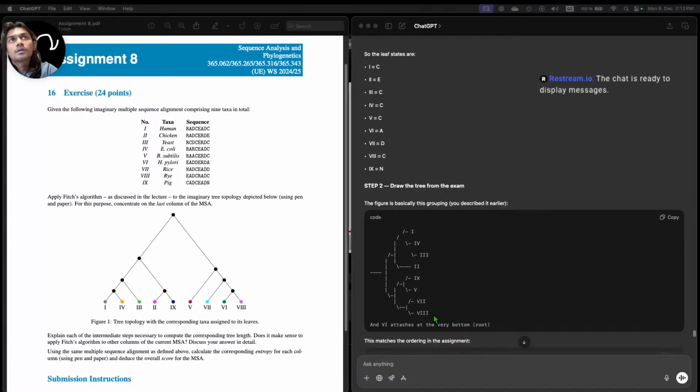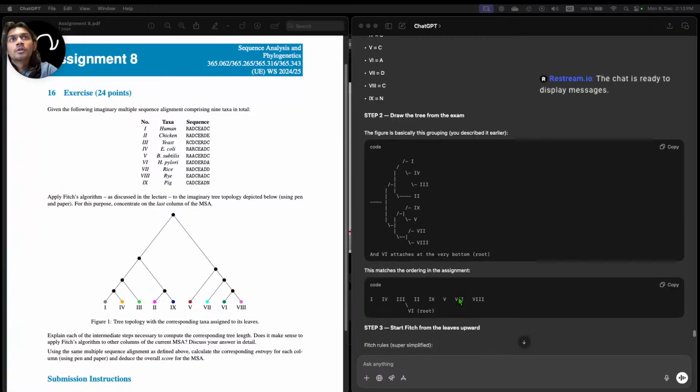1, 4, oh, 3. The 6 attaches to the very bottom. I thought 8 was the very bottom. This matches the ordering in the assignment.